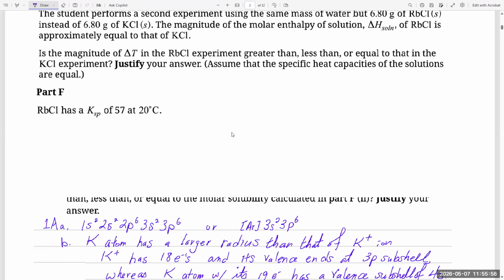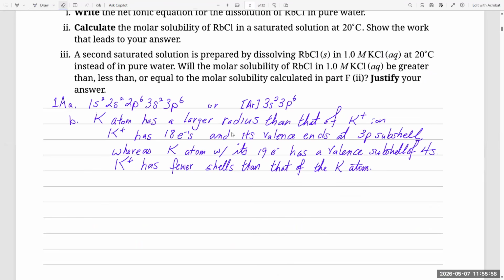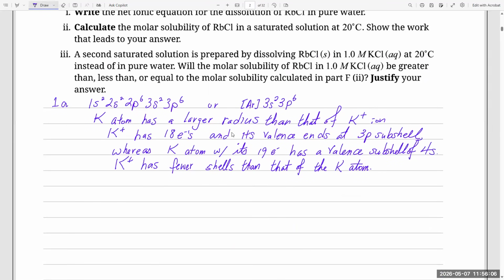So let's go write that down. I'm going to quickly fix my mistake here, which is the mislabeling. So this is going to be 1A, Roman numeral 1, and Roman numeral 2. And let's go to 1B.